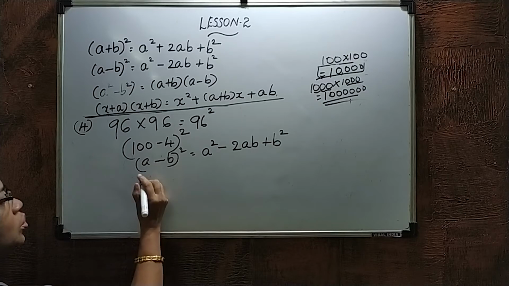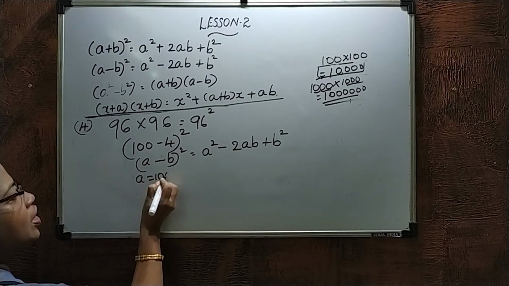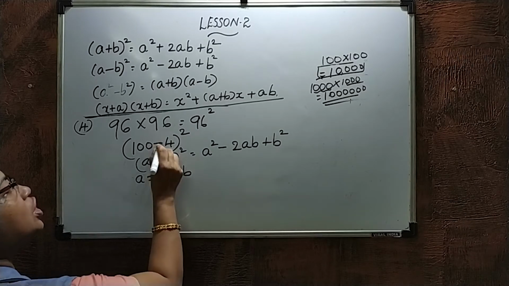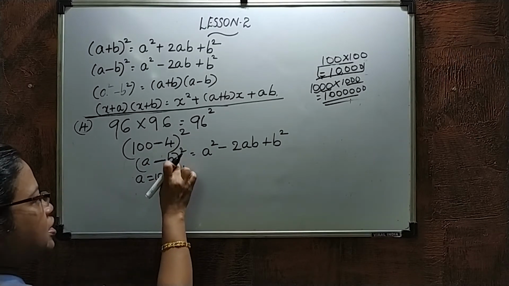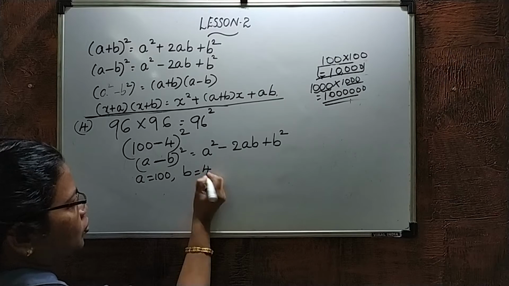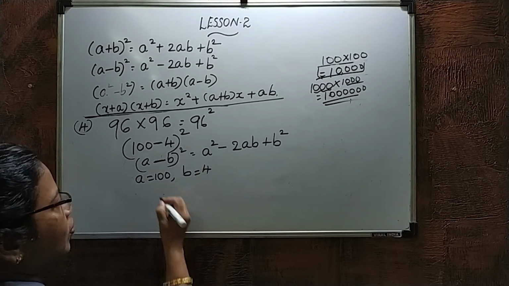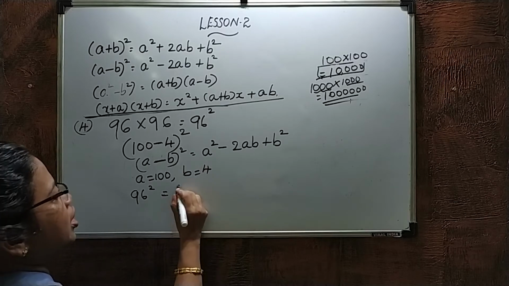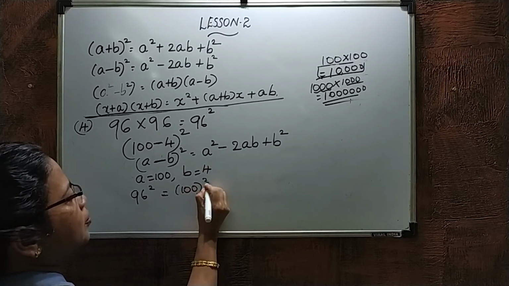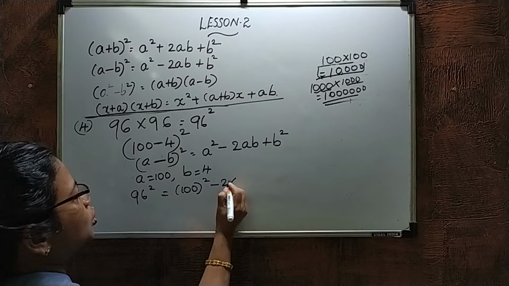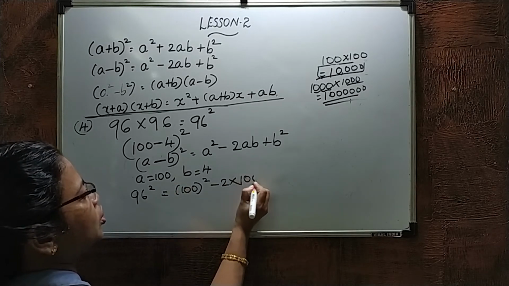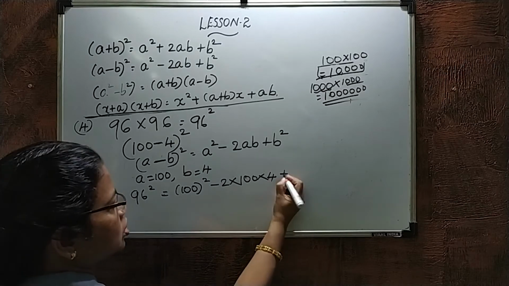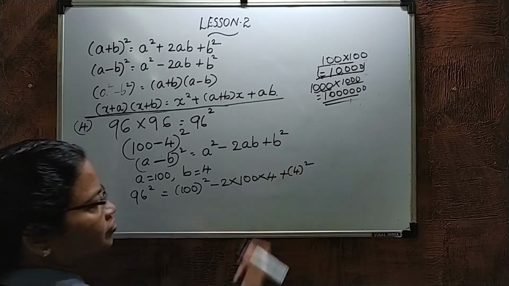What is A and B? A is equal to 100, and then what is B? B is equal to 4. This is minus, subtraction, here also subtraction, so B is equal to 4 only. Then what can we write? 96 square equals A square, 100 square, minus 2AB, 2 into 100 into B which is 4, plus B square, 4 square.